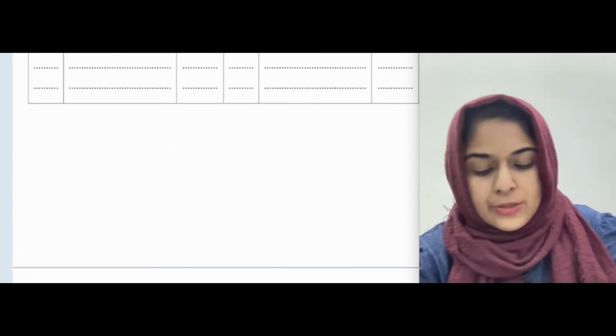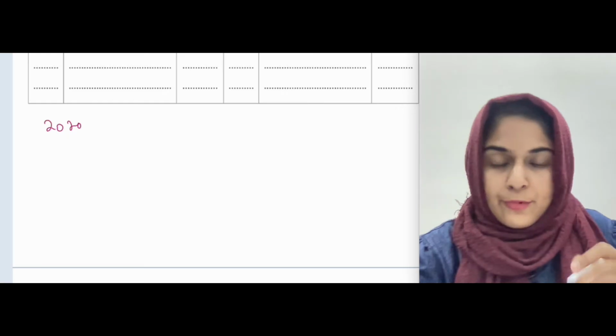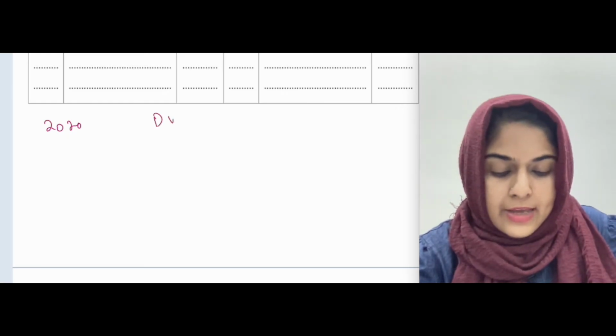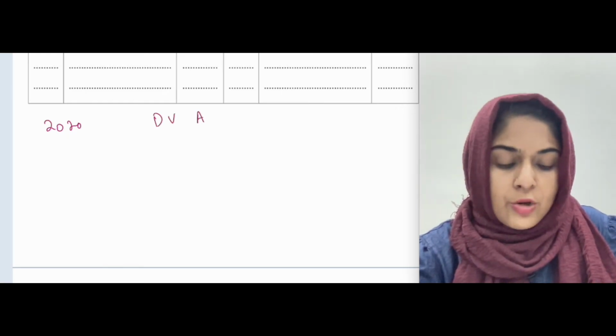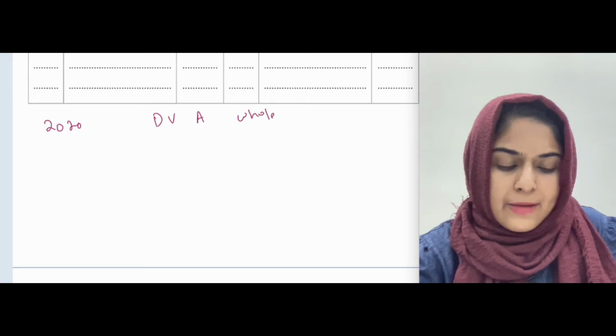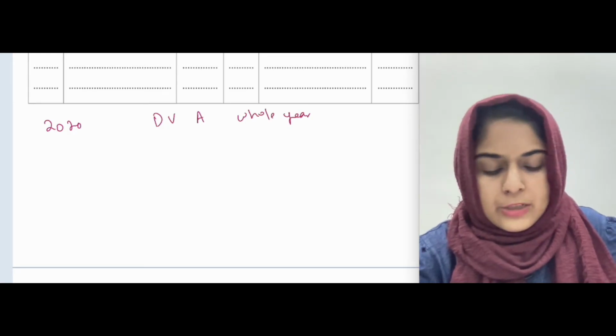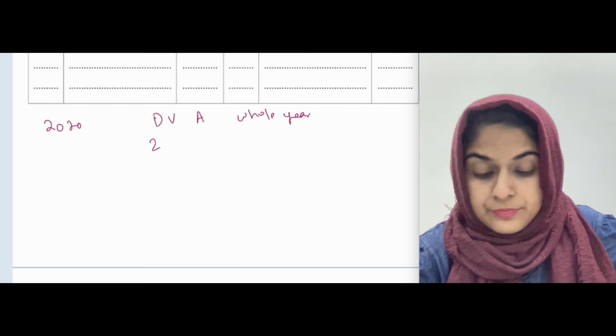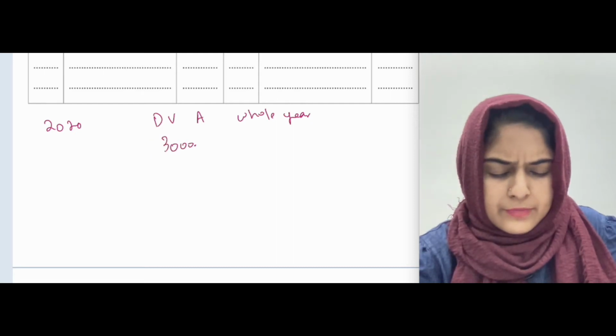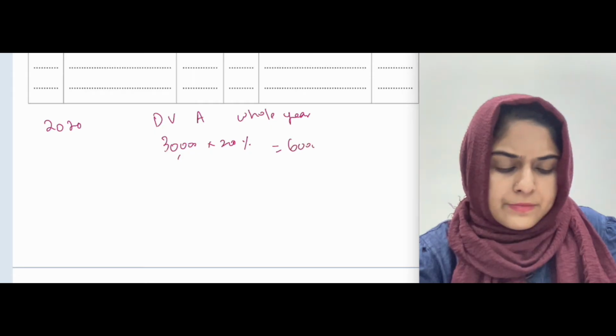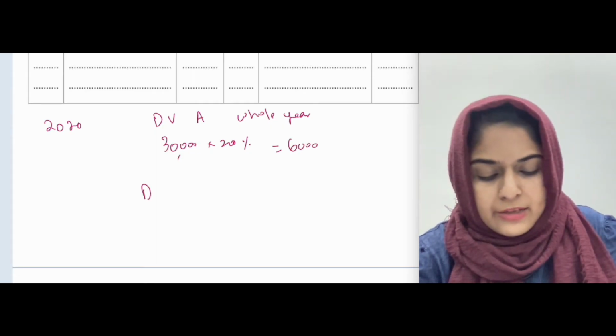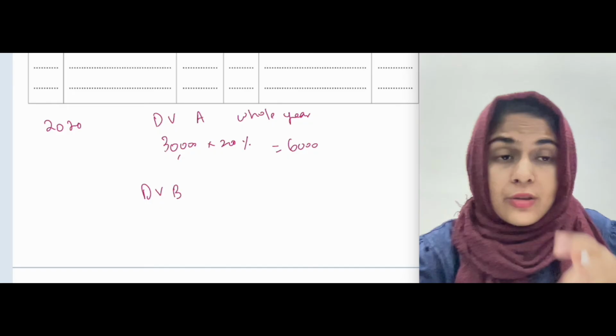और यहाँ पे मैं 2020 की calculations लिखती हूँ आप लोगों के लिए. तो delivery vehicle A is being used for the whole year. तो इसके लिए हम करेंगे simply we'll do 30,000. Again the same thing multiplied by 20% will give me 6,000. ठीक है. For delivery vehicle B, I know I am selling it on 31st March.